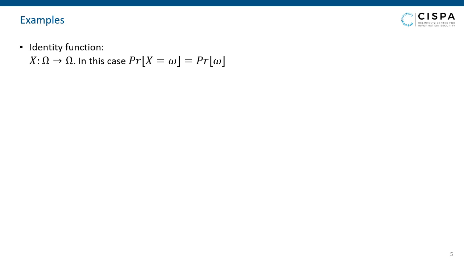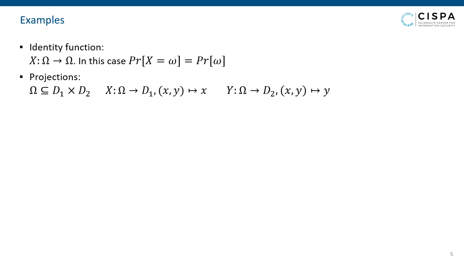Now, let's look at some examples. So first, the identity function on a sample space is also a random variable, where the probability of X equals omega we just set to be the probability of omega.